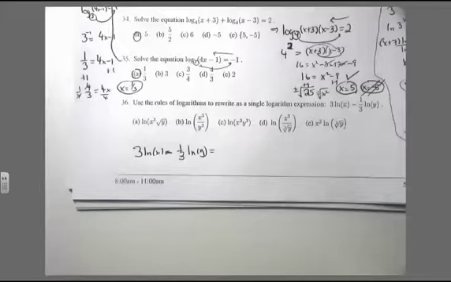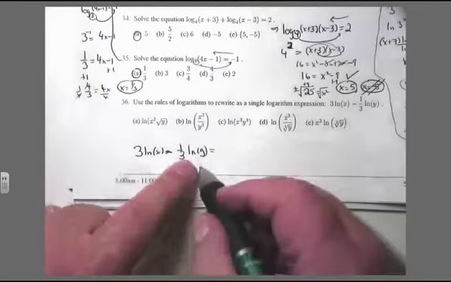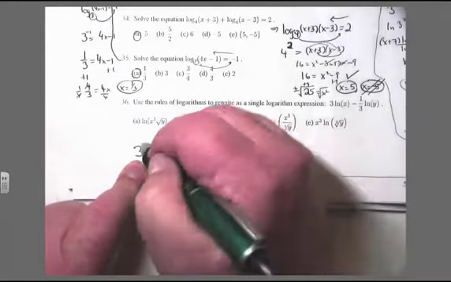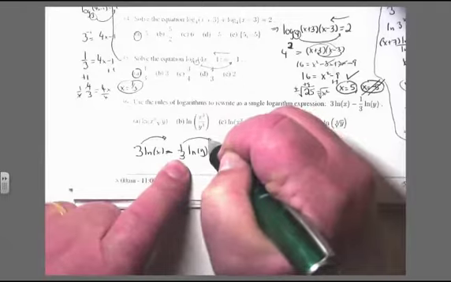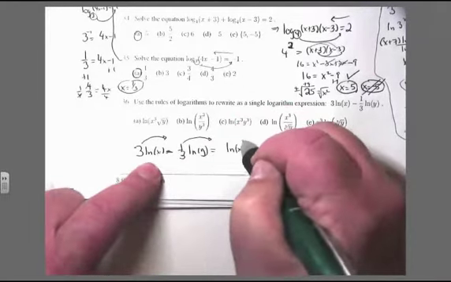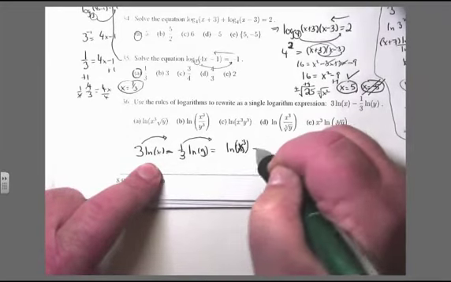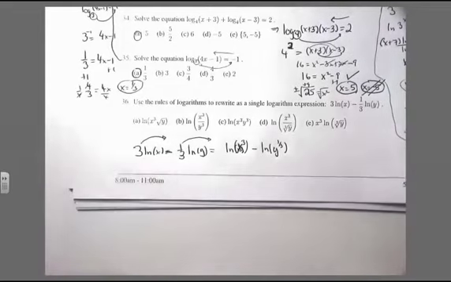You're using your log properties in reverse. They go both ways. To be able to combine logs, the coefficient in front of the logarithm must be a 1. Because I have a 3 here, and I got a 1/3 here, that 3 has got to go back where he came from, which is the exponent. That 1/3 has to go back where he came from, which is the exponent. Which means this is equal to the natural log of x raised to the 3rd power, natural log of x cubed, if you will, minus the natural log of y to the 1/3 power.